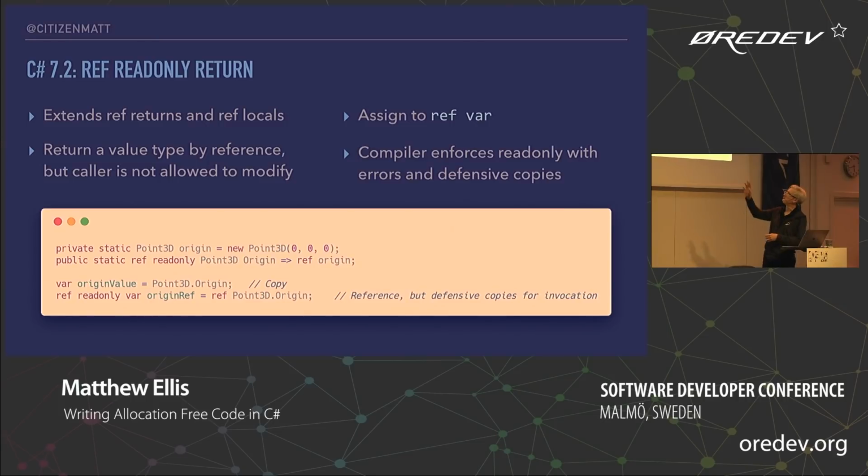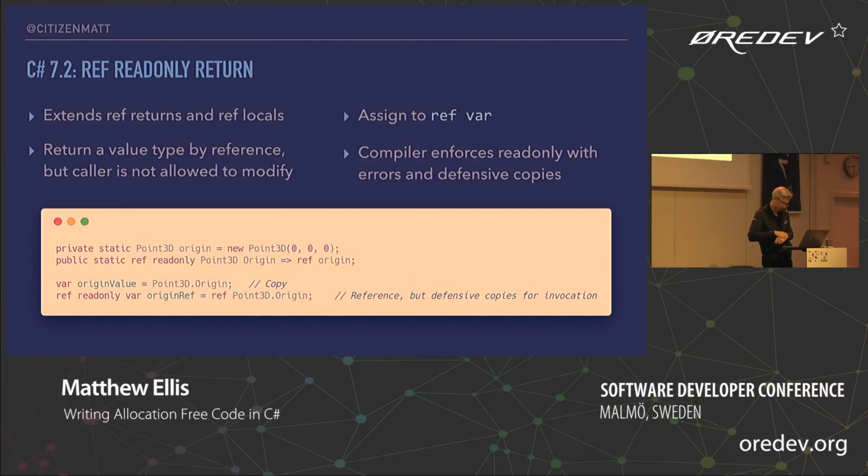So for example, here we've got a point which we've defined as a static field there, a point of origin of 0, 0, 0, and I'm returning that as a reference. If I was returning it as a normal reference, somebody could change my origin, and that would be really bad for any kind of game I was trying to write. And so what we can do is say it's a ref readonly. Now, if I try and assign that to a var, then I would get a copy of it, and it would work like that. If I try to assign it to a ref readonly var, then I will get a reference to it, but when I'm making invocations there, we will get copies being made.